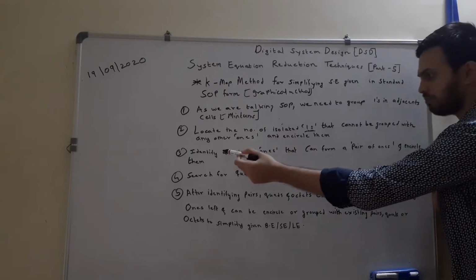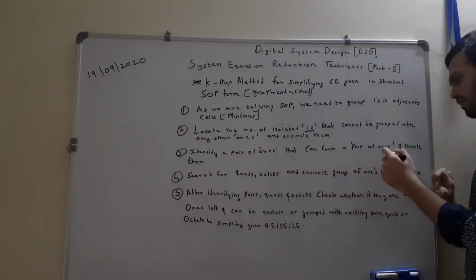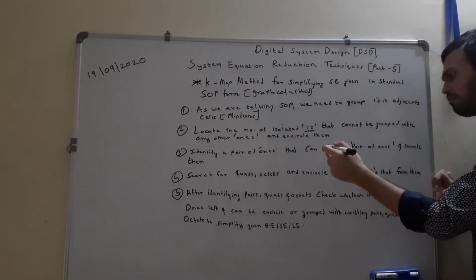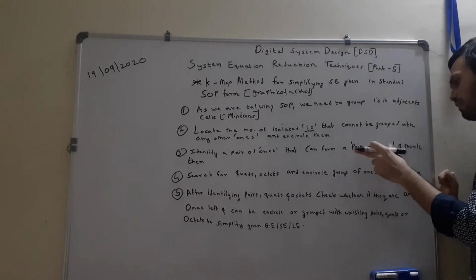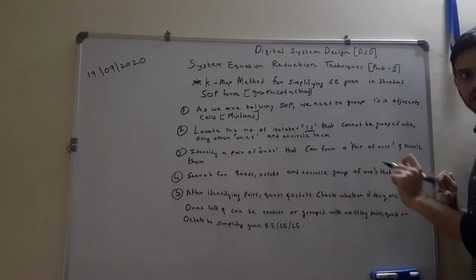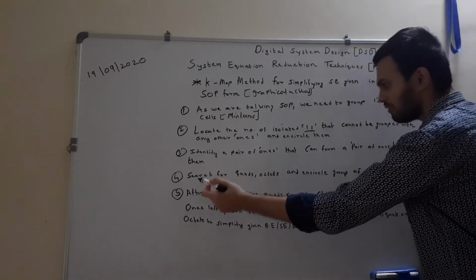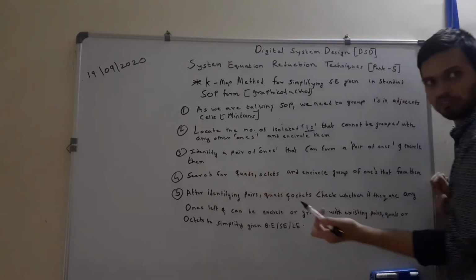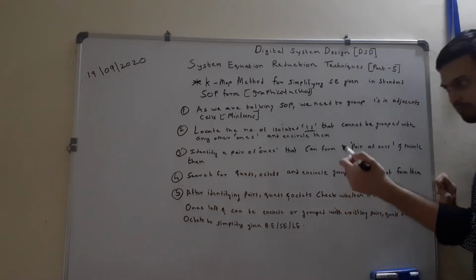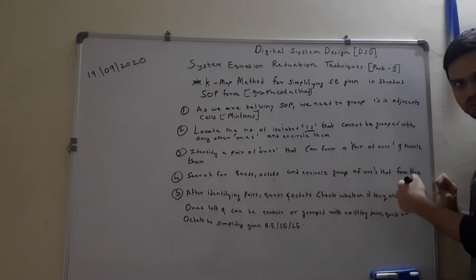Now the third step: identify pairs of ones, and encircle them. Identify which ones form a pair together and group them together to form one group. Now what is the fourth step? After searching for pairs, search for ones in the adjacent cells which can be grouped into quads and octets, and encircle them to form one group together.